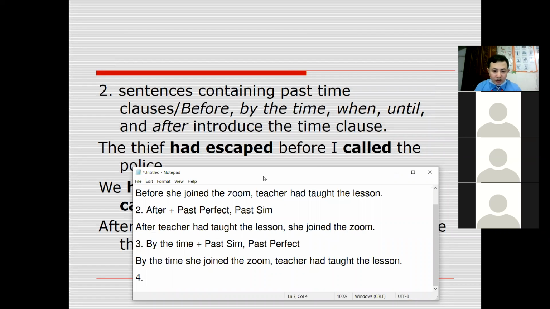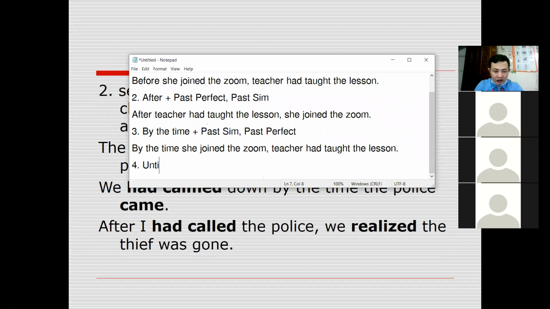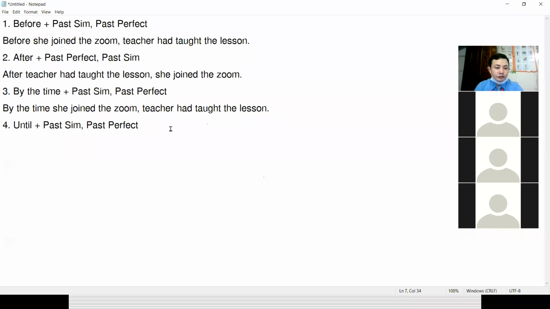Until plus past simple. Okay, just remember this format. Okay, it's easy for you to do exercise. So until plus past simple and then comma past perfect. Okay, so example, until she arrived, until she joined the Zoom, teacher had taught the lesson. Okay.